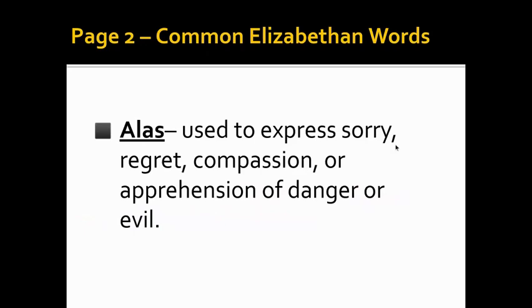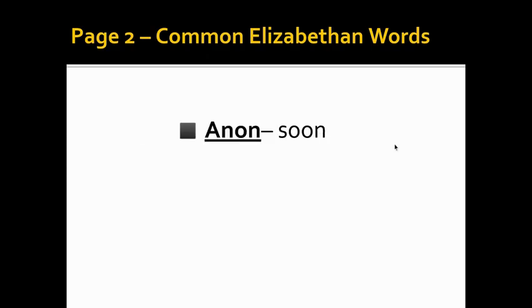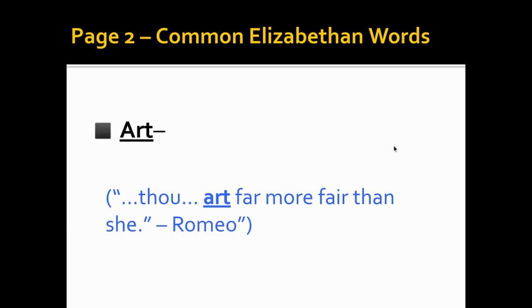Alas is used to express sorry, regret, compassion, or apprehension of danger or evil. I think we probably know that. This one's archaic, but they probably still use it a bit in England. I'll be there anon would just mean I'll be there soon. Art is second person are. Thou art. Only second person, though. You can't say he art or something like that. It wouldn't make any sense. And so second person are is what we should put down for that one. Like you are.